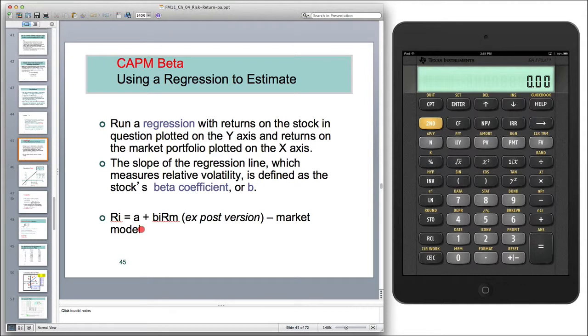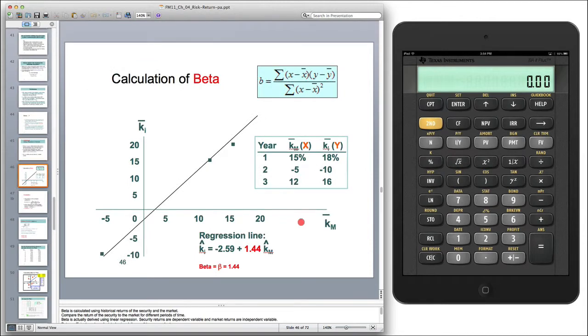The basic market model, which is slightly different from the CAPM, because the CAPM has the risk-free component in it as well. The market model in the ex-post version is the return on a security is a function of the return on the market, and beta is the slope coefficient of the return on the market. So let's see how we can calculate beta using this finance calculator.